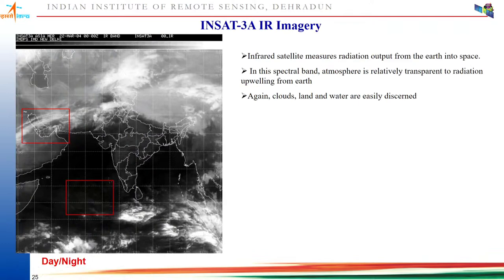Now the infrared. In the infrared imagery, this is emission. Okay, this is not reflection, this is emission. So it can happen day as well as night. So emission can happen both ways throughout 24 hours. So infrared satellite measures radiation output from Earth into space, and in this spectral band the atmosphere is relatively transparent to radiation upwelling. So emission is happening. Again the clouds, land and water are easily discernible.